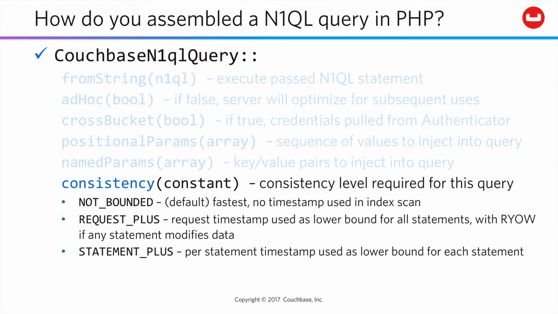Now, by default, it's going to be unbounded, which is the fastest approach. It means that no timestamp is used in the index scan. Or, if you want to ensure that indexing is fully caught up with the timestamp for this query, you can use request plus, in which case the timestamp for this particular query request is used as the lower bound for all statements within the overall query, with read your own write supported if any of the statements modifies the data that's being selected. Alternately, you could use the statement plus parameter, which uses a per statement timestamp as a lower bound for each statement as it's executed.